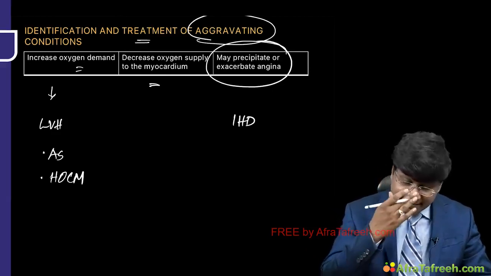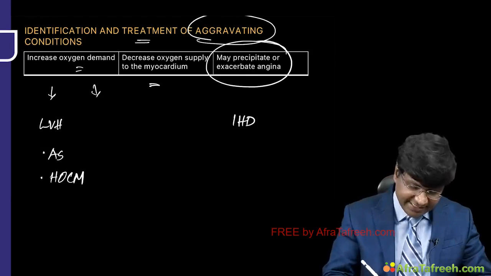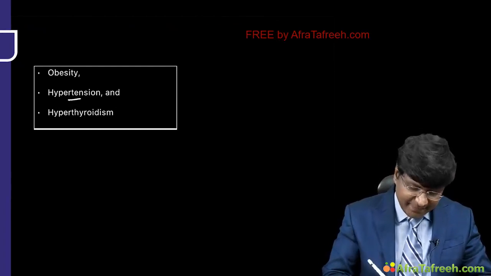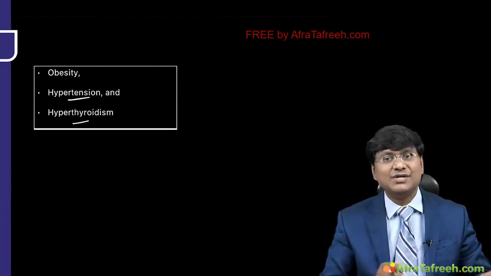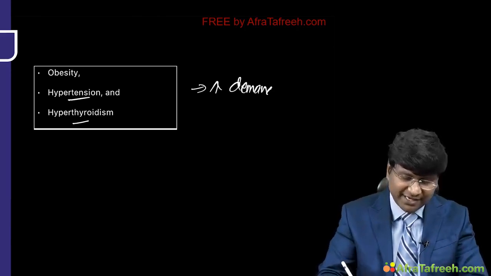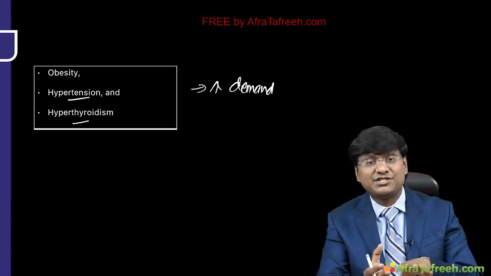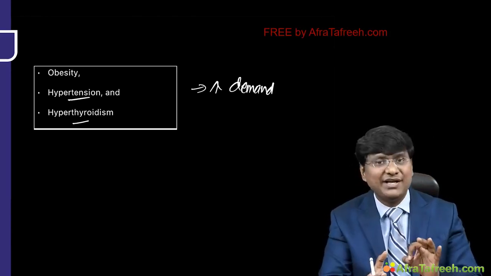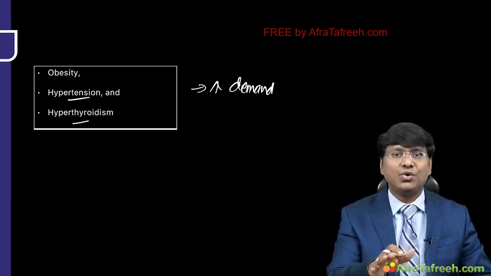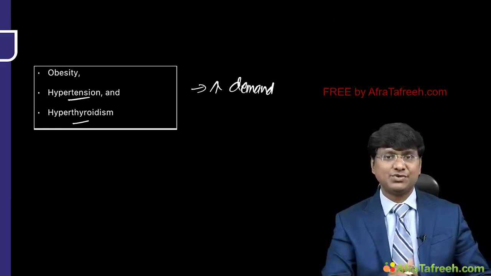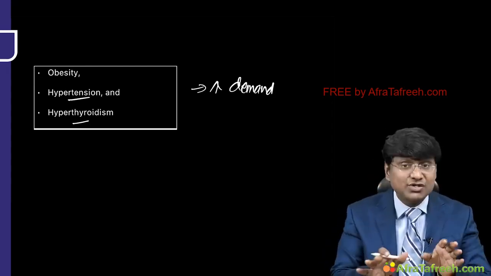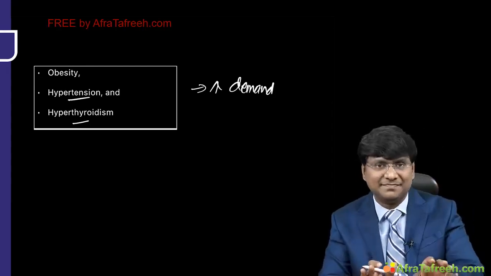Then next important risk factors where there is increased demand are obesity and hypertension, as well as hyperthyroidism. So in all these conditions also there is increased demand of the myocardium, right? And these patients should be treated aggressively to reduce the frequency and severity of the anginal episodes. So what should be your goal? Your goal is to reduce the frequency of anginal episodes and to reduce the severity of the anginal episodes. So these are all the conditions where there is increased demand, right?